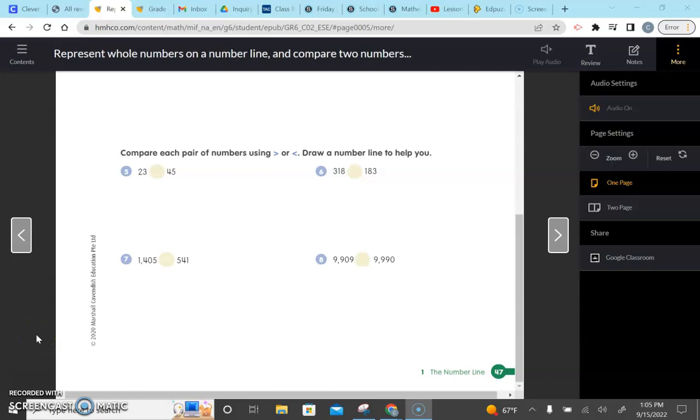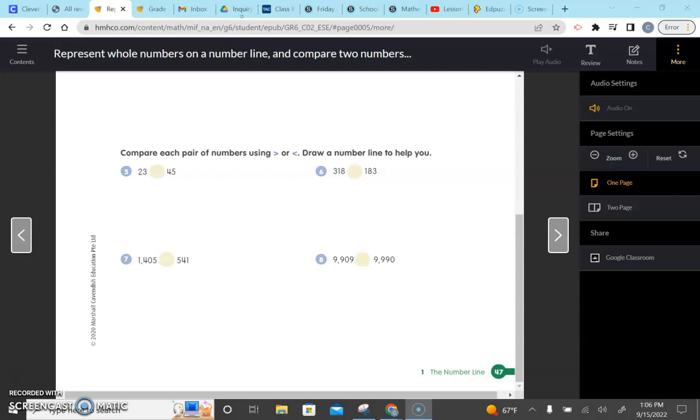Now let's take a look at page 47, and we're going to take a look at number 5 on page 47. So what we're going to be doing is comparing each pair of numbers using the greater than or less than symbol. And you can even use a number line to help you out if you would like. So think about the key idea behind a number line. The farther to the left you go, the less a number is. The farther to the right, the greater value it has.